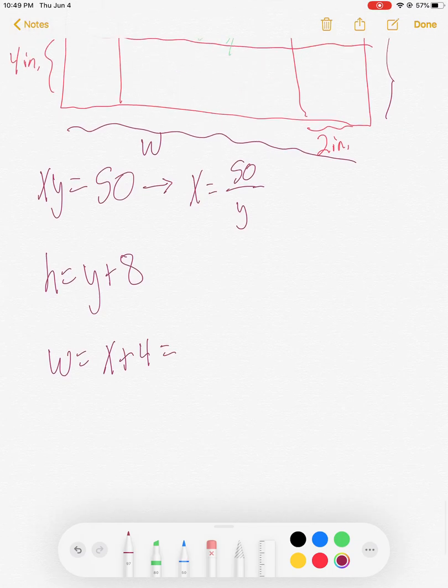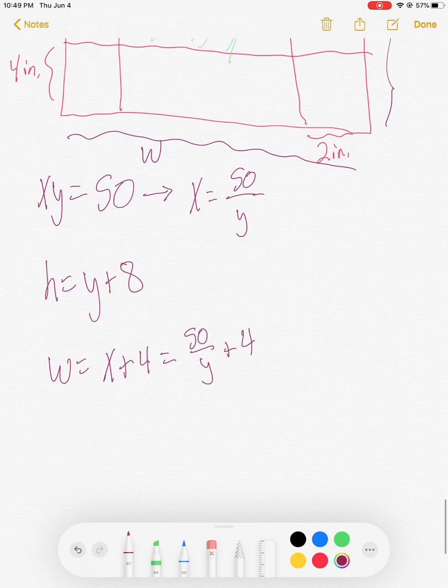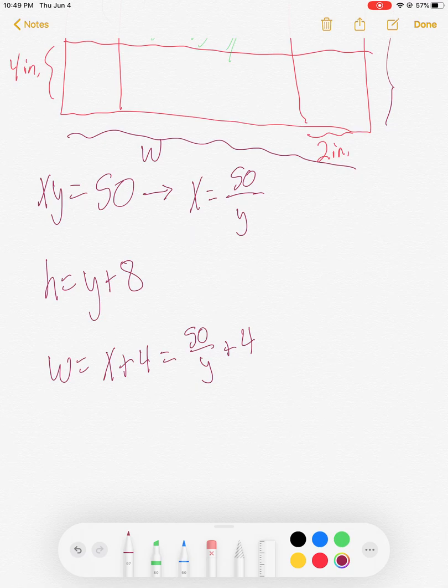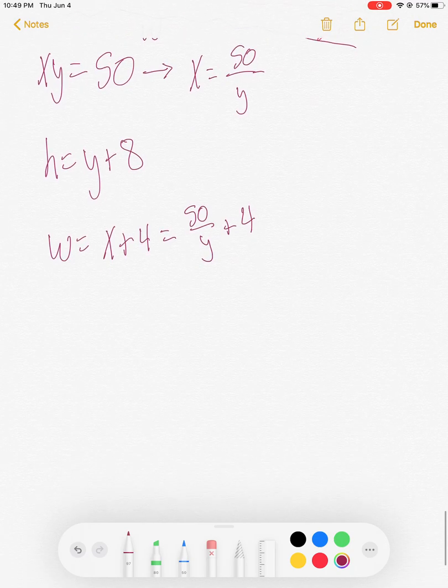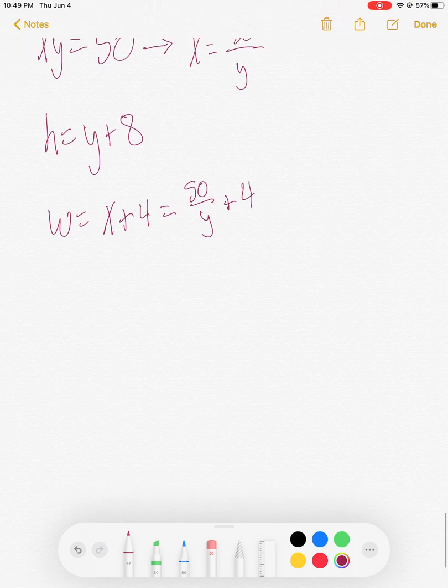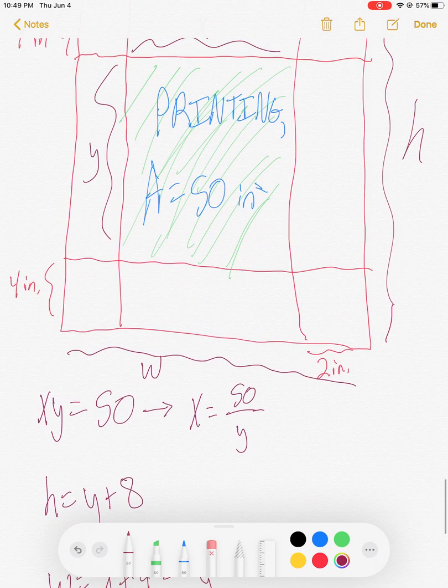And the width is equal to x plus 4. Okay. So the width is equal to x plus 4. And I'm going to go ahead and rewrite x here in terms of y.